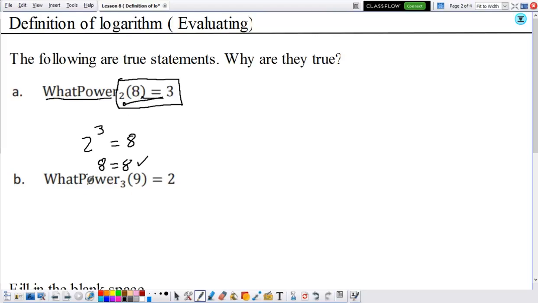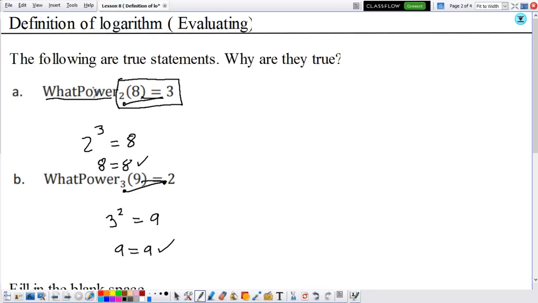Let's do another example here, the what power function. Well, let's see. I'm claiming that this is true. Now, why is it true? Well, like we did in the previous example, we're going to get this number, which is going to be 3, and we're going to raise it to the second exponent. And we're going to claim that that is equal to what's inside the parentheses. Well, now let's check if this is true. 3 to the second, that is 9. Does 9 equal 9? Yes, it's true. So that's why example A and example B are true.